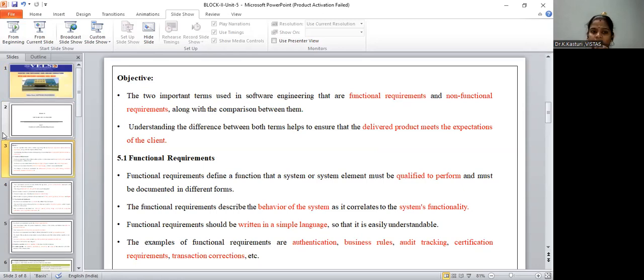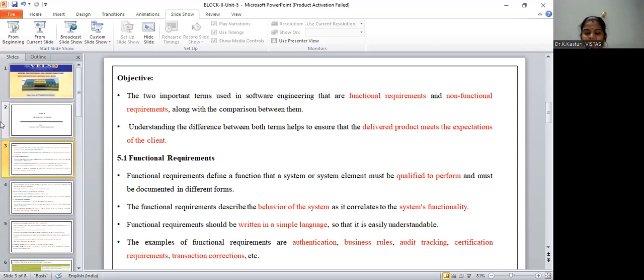What are the functional requirements? You define a function that a system or a system element must be qualified to perform, and it must be documented in different forms. Whatever it's going to perform in functionality, those things are documented in the documentation. The functional requirements describe the behavior of the system as it correlates to the system functionality. Yes, behavior of the system is what? The functionality of the system.